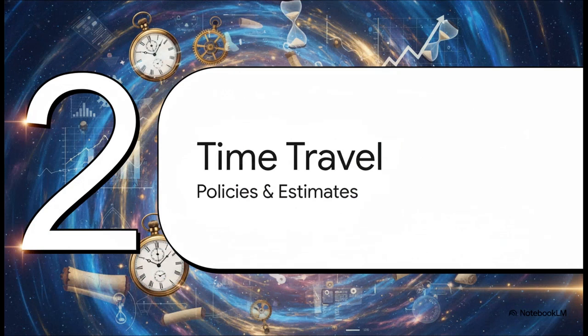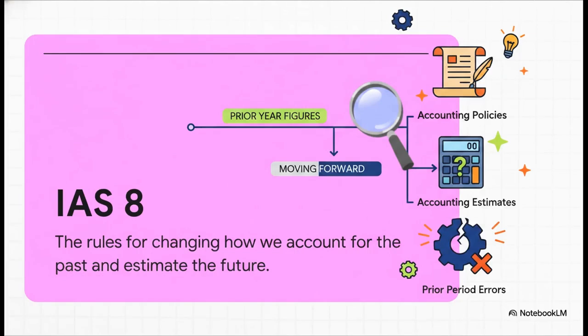Moving right along to Section 2, Time Travel, Policies, Estimates, and Errors. So while accounting usually just marches forward, sometimes we kind of have to figure out how to deal with changing the rules of the past or estimating the uncertainties of the future. IAS 8 dictates exactly when we are allowed to touch prior year figures versus when we just adjust things moving forward. It deals with 3 distinct things: accounting policies, accounting estimates, and prior period errors. And let me tell you, knowing the difference between these 3 is exactly where the exam marks live.